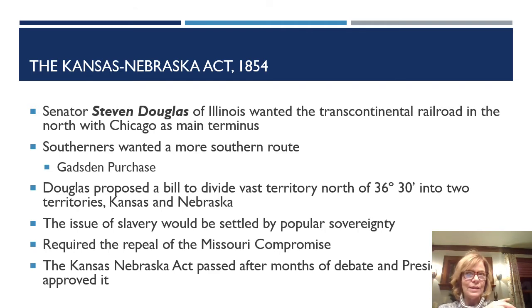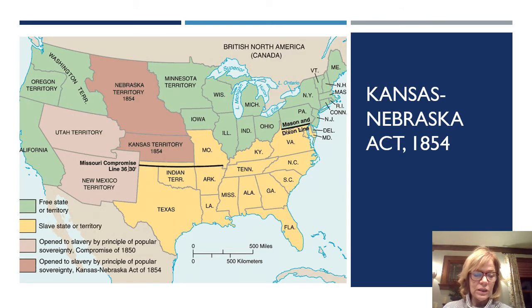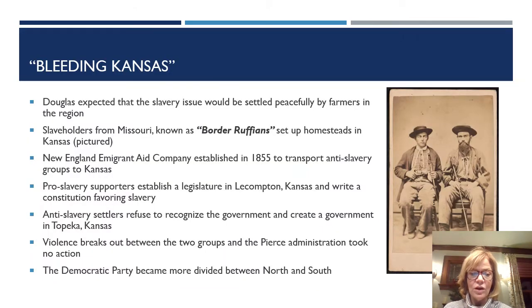What he said is that when people go in there, it'll be settled by popular sovereignty. However, what this would essentially do was nullify the Missouri Compromise. There was a lot of debate about this, and it ended up passing both the House and the Senate, and Pierce approved it. So this is the Kansas-Nebraska Act. That territory north of the 36°30' line, where there was never supposed to be any slavery, was now going to be open to debate by popular sovereignty. So what happens is all these people start flooding into Kansas.